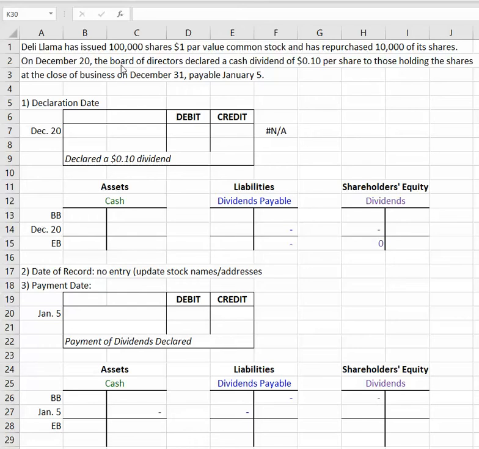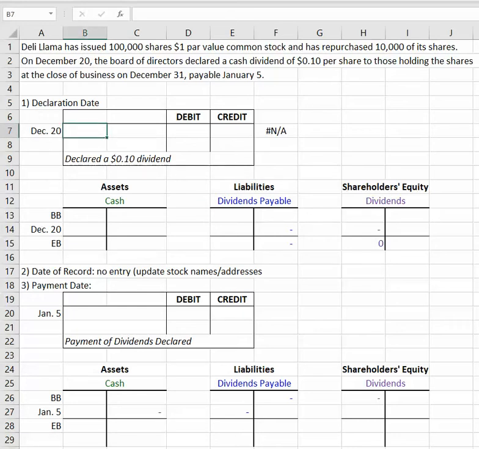On December 20th, the board of directors declared a 10-cent cash dividend, and it's going to be paying that 10 cents to those who hold the shares at the close of business on December 31, and then they're going to actually pay, write the checks on January 5th. So the first date is the declaration date, December 20th.